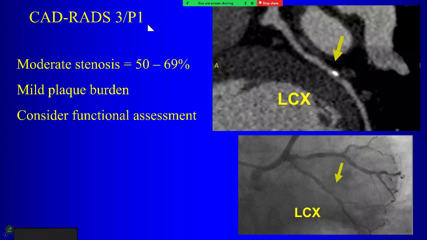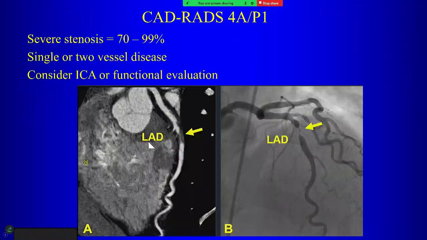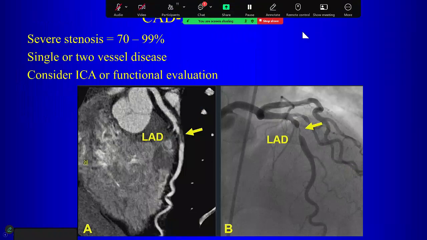When we get to a CAD-RADS 3, here we have 50 to 69% stenosis. This person also has a mild plaque burden. So here you might consider further evaluation, functional assessment, to see if this lesion is physiologically significant, and we'll talk about that in a little bit more detail in a few minutes.